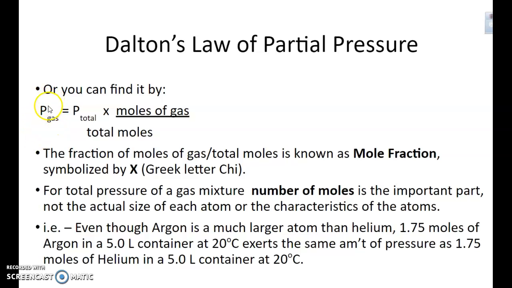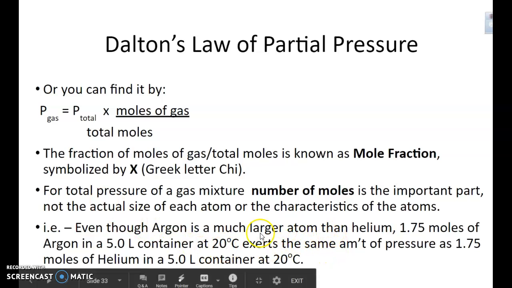If I'm looking for just that pressure, I could take the total pressure in the container and multiply it by just the fraction of the gas I'm looking for. So I would take all of the gases like argon, nitrogen, oxygen, and all that. And let's say I'm just looking for oxygen. Well, then I put the moles of oxygen up here, the total moles down here, multiply by the total pressure, and then I get the pressure of just that gas.